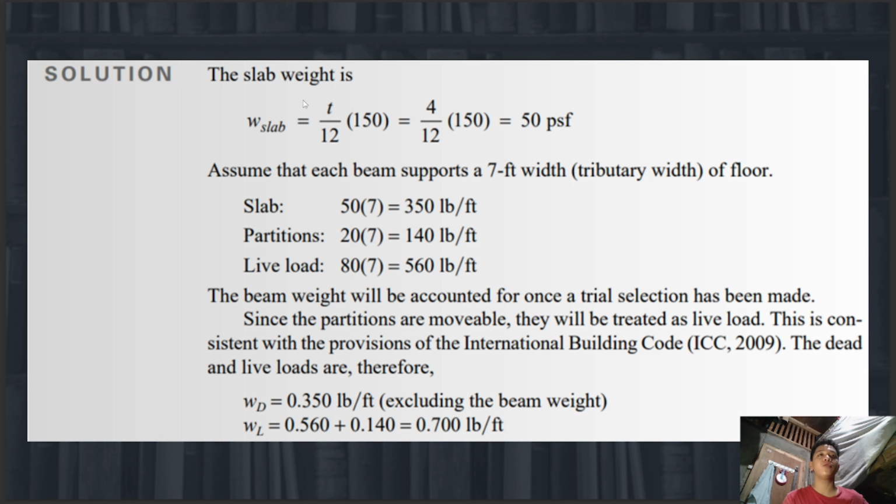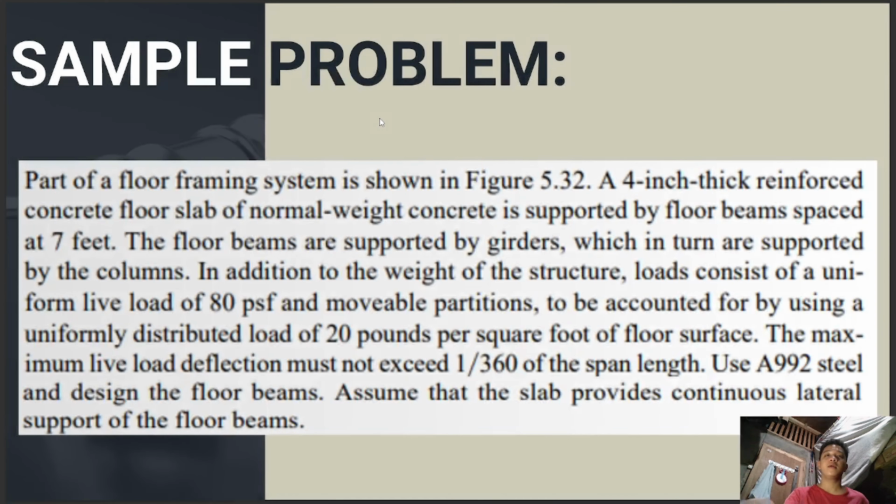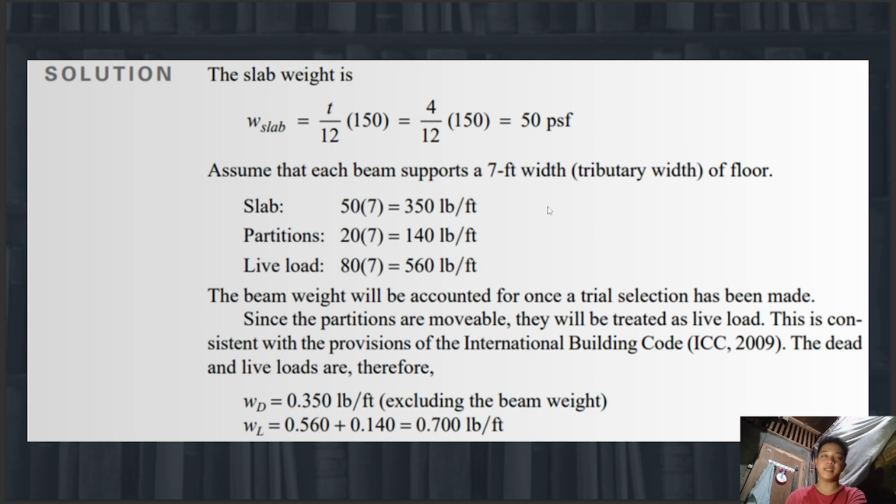So the weight of the slab is equal to thickness over 12 times 150. The thickness is divided by 12 so that it becomes feet, since it is given in inches. We use 150 for normal weight concrete, as the problem says a 4-inch thick reinforced concrete floor slab of normal weight concrete is supported by floor beams. So 4 over 12 times 150. Therefore we have 50 PSF.